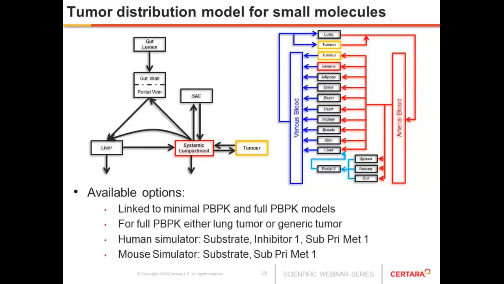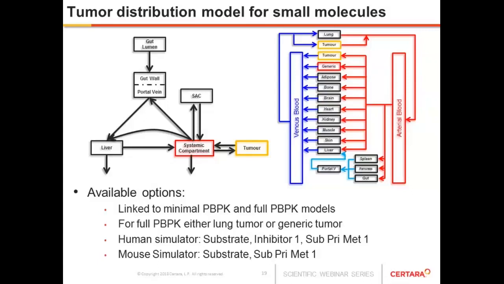You can also model the tumour model as part of the full PBPK model. And in this case, we've considered separately either a lung tumour or a generic tumour. So the lung tumour is shown at the top of this figure, and this differs really just in terms of the connection of the blood flows. So for the lung tumour, it receives blood from the vascular circulation and returns blood to the arterial circulation, whereas the generic tumour is in parallel with most of the other organs, so it receives blood from the arterial circulation and returns blood to the venous circulation.